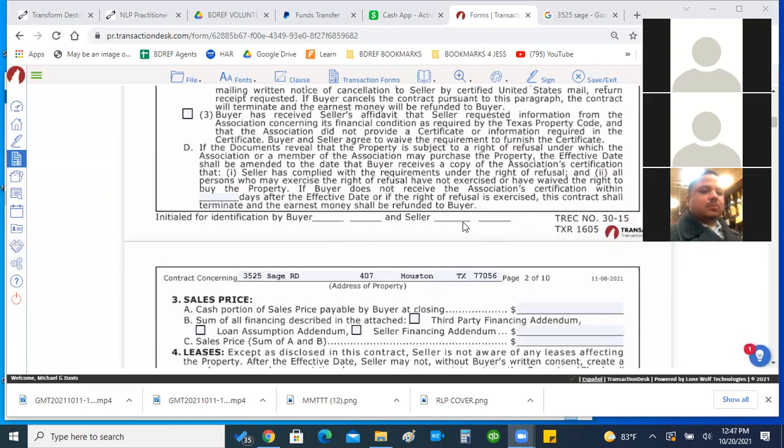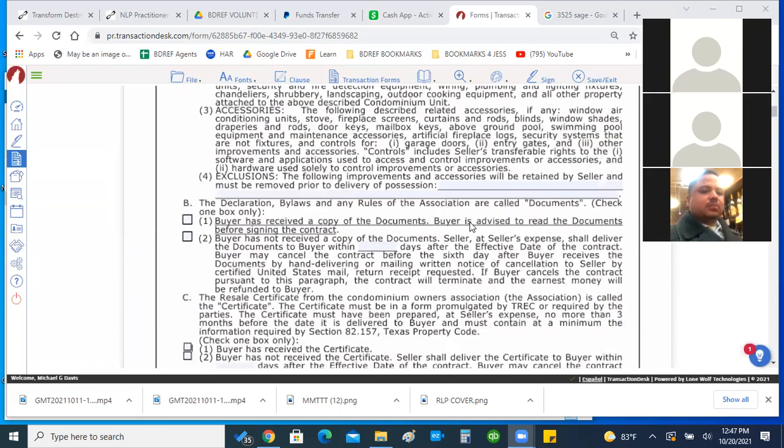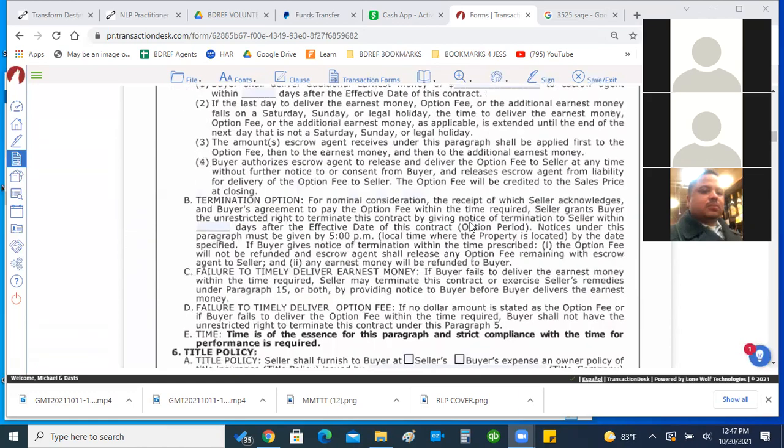The seller's information is not going to be on the contract because you're submitting it for the seller to review. The only time that the seller's information gets added is once they accept the terms of the contract. And now y'all are executed, which is what we want to do. We want to get some stuff on the contract.